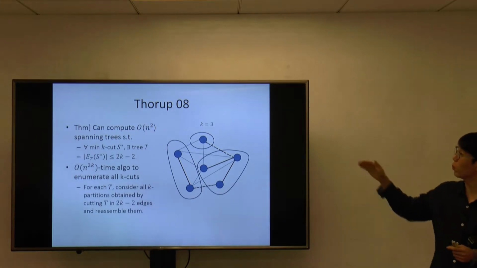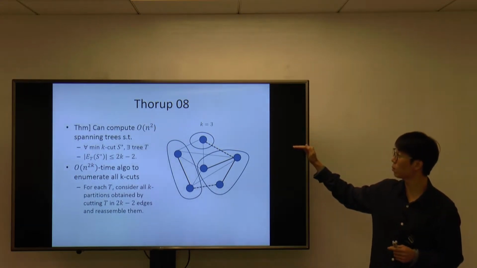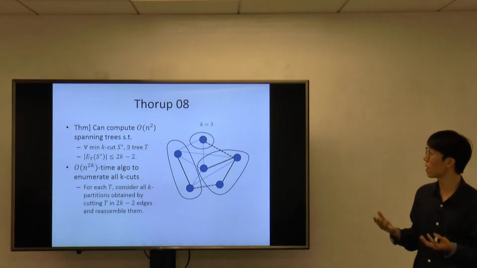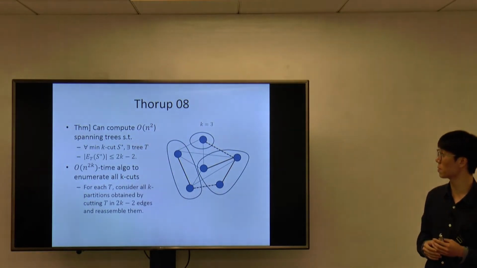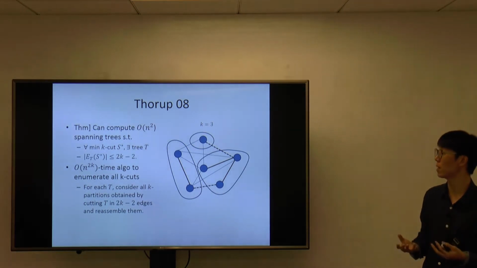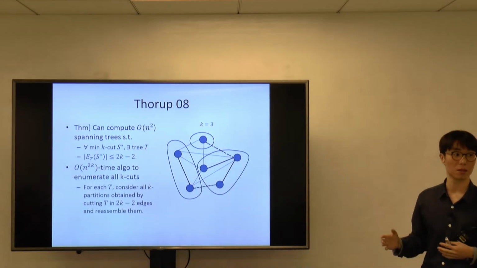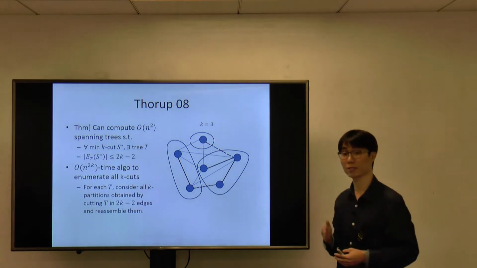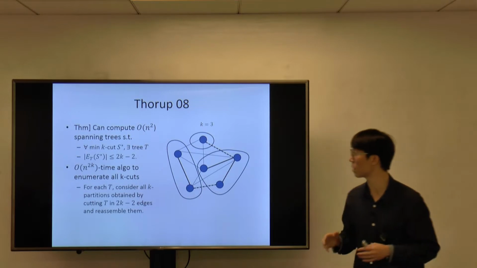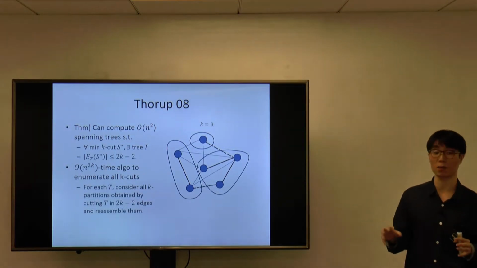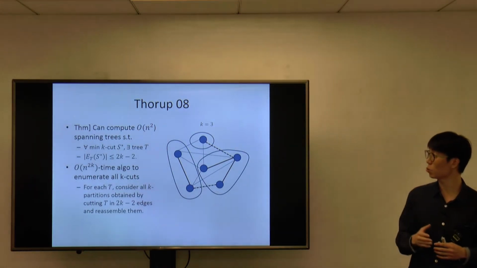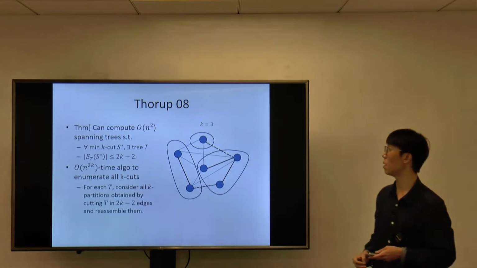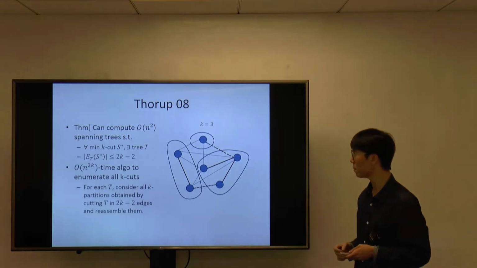Once we are given this theorem, it also gives some bound on the number of minimum k-cuts, because algorithmically we have an n to the 2k time algorithm to enumerate all k-cuts. What we can do is go through each tree, and once we fix a tree T, we consider all the k-partitions obtained by cutting this tree T in k minus 1 edges and reassembling them. So this is another very nice proof to bound the number of minimum k-cuts.